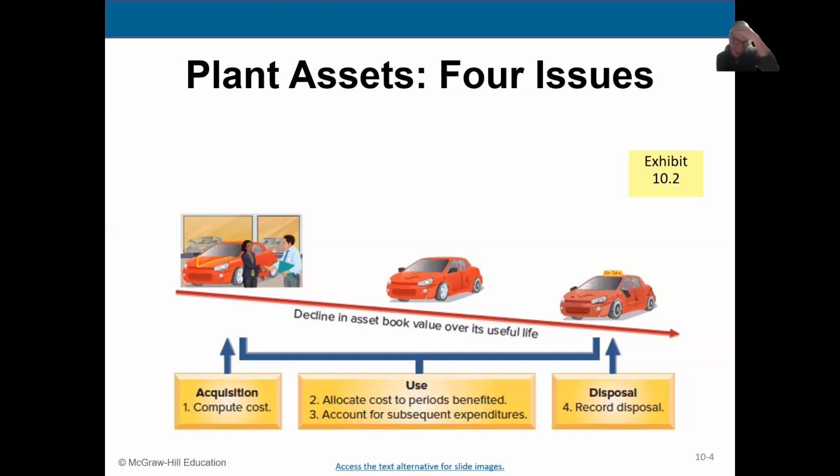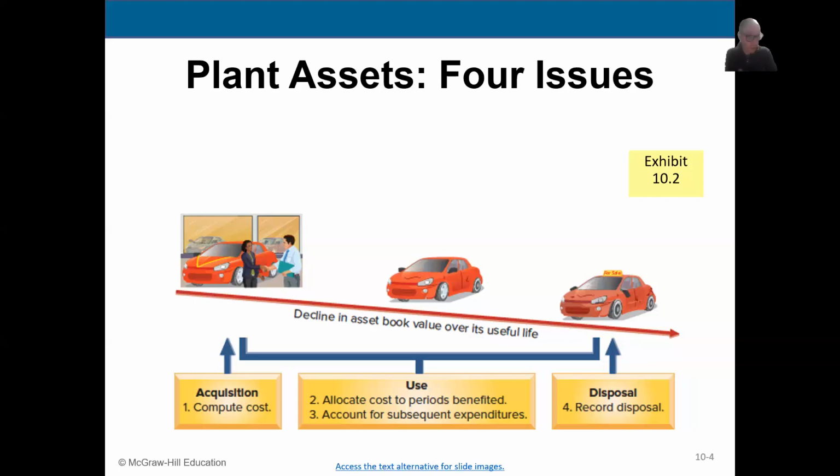Step 3 is to account for any subsequent expenditures. Meaning, if I need to make an extraordinary repair, like replacing a transmission in a car, a real big expensive part, what that repair does is it extends its useful life. Right? So then I have to recalculate the depreciation. That's step 3. And step 4 is recording the disposal of the asset.